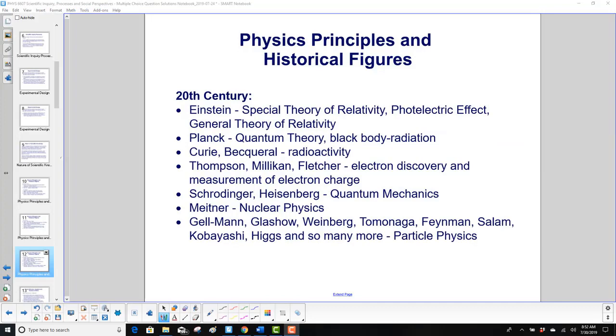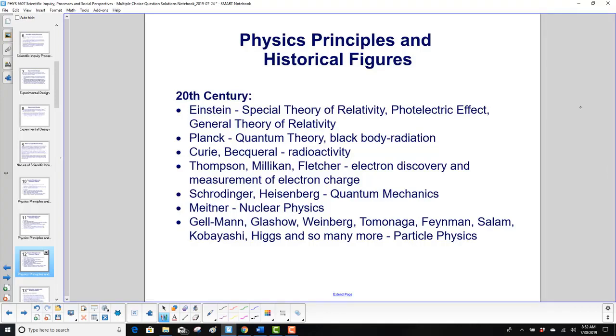At the end of the 19th century, many people thought physics had reached the peak. There was nothing new to be discovered. And then came the 20th century. We have Einstein, of course, with the special theory of relativity, the photoelectric effect, which is where he won his Nobel Prize, and the general theory of relativity.